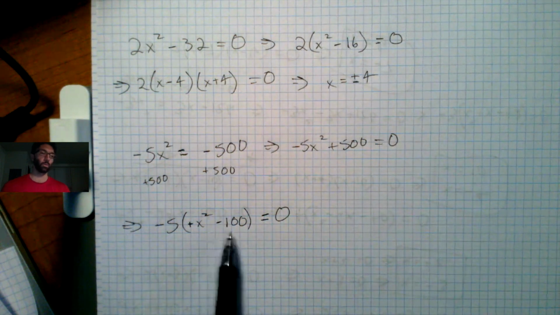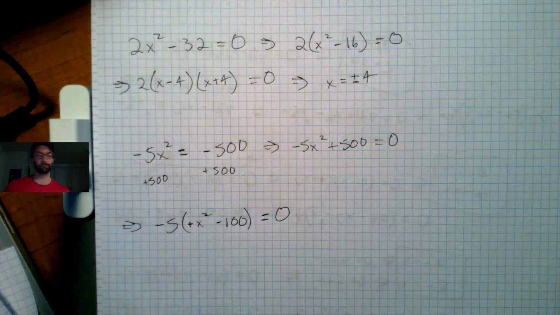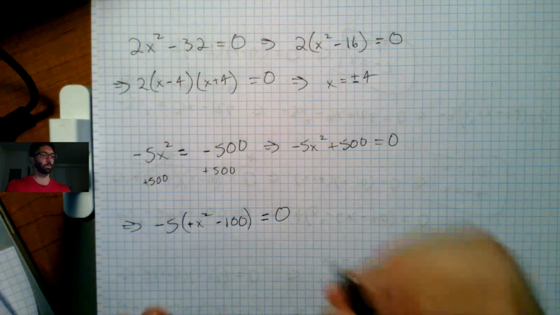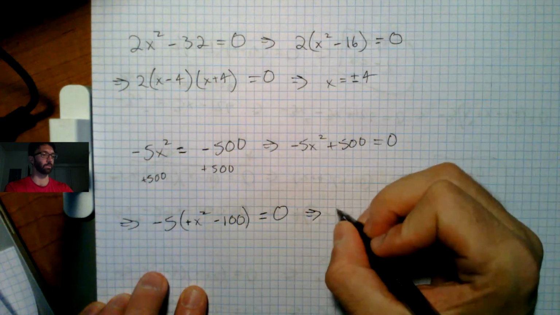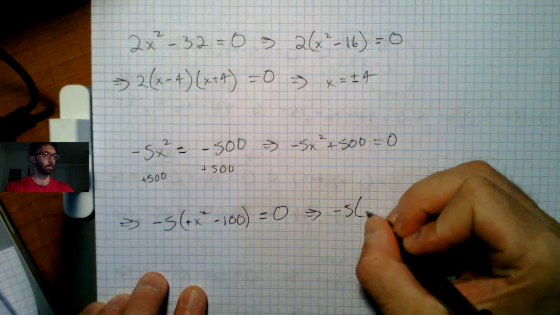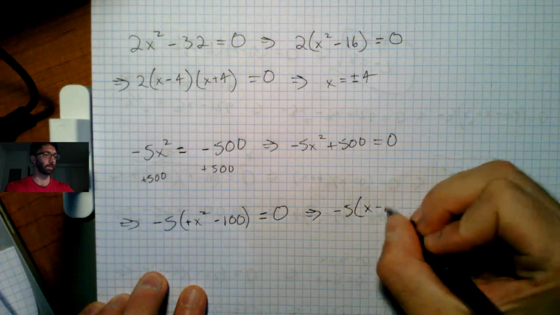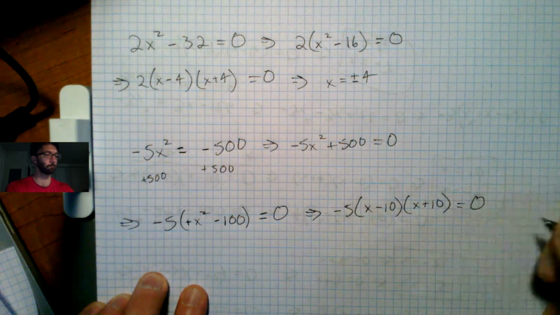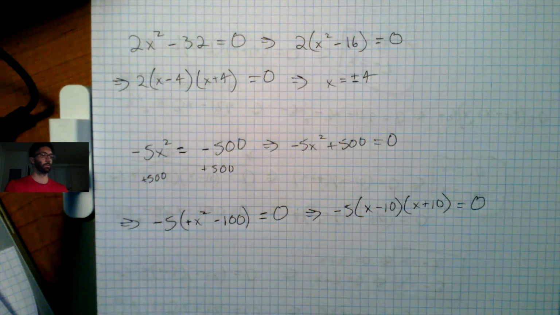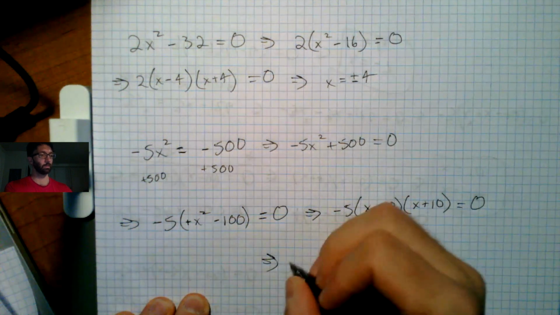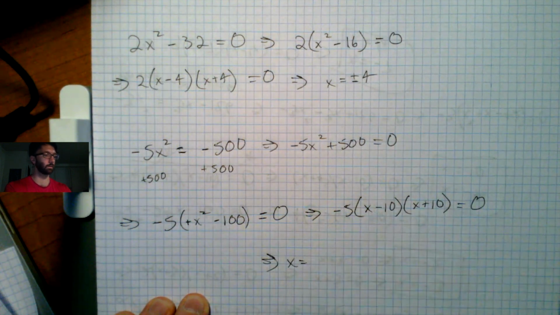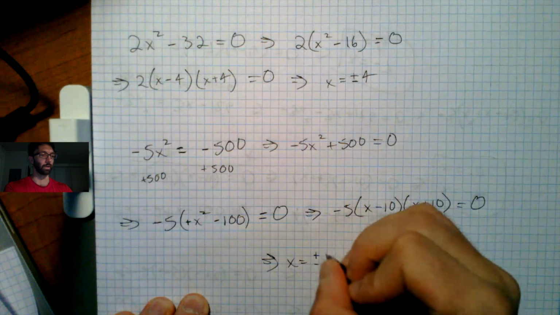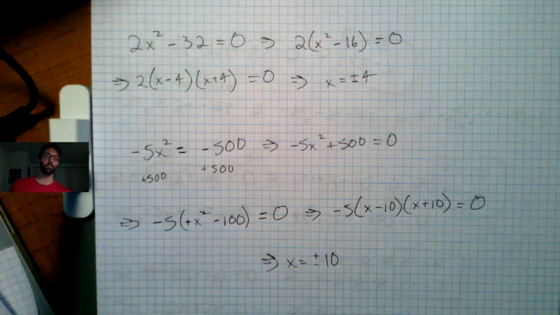And now again, we have a difference of squares here. So I will go ahead and factor that difference of squares into x minus 10 times x plus 10. And we see that x can be positive or -10 for that to be true.